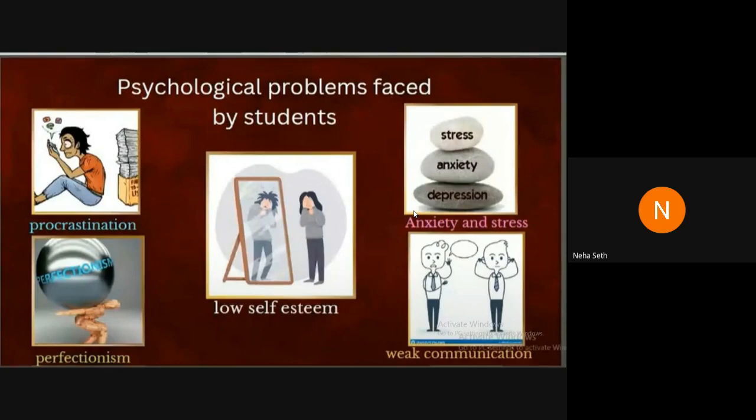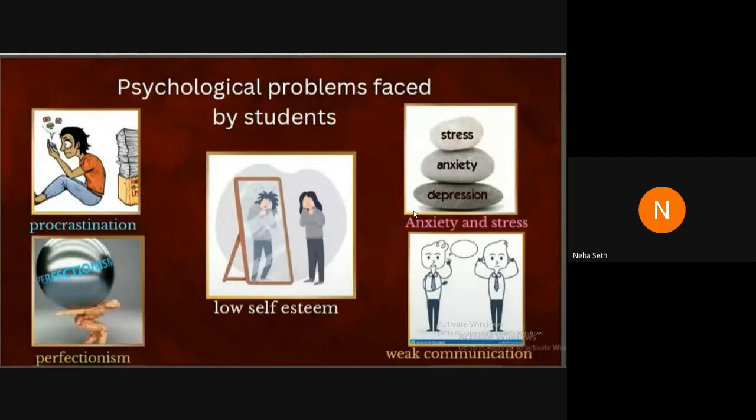Then low self-esteem. Now at times, when we are teaching in class, we generally use the English language, especially when we are talking about students from commerce and management backgrounds. We generally feel that we should take our class in English because we need to develop our students in such a way that they will be able to face the world. But there are students who are coming from backgrounds where they are not aware of or not confident enough to speak English. So what happens? They feel very low on their self-esteem.